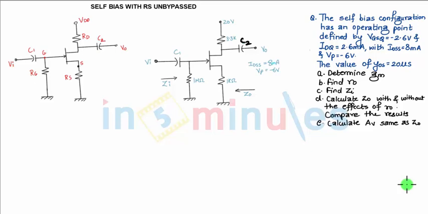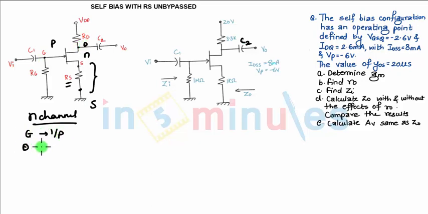Next is the self-bias circuit with RS unbypassed. What that implies is you are not having any capacitor in parallel with RS. Now what happens to the gain? The effect we can see in this problem with RS and without RS. It is an N channel JFET. Source, gate and drain. Input is applied to gate and output is taken from drain, so it is common source.